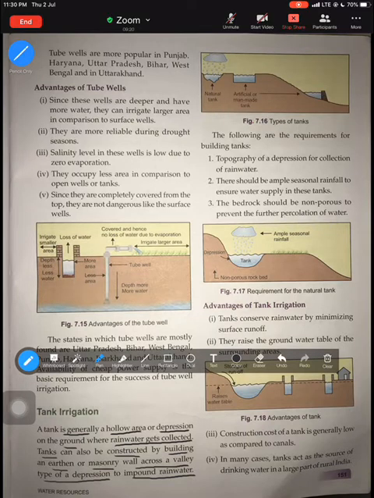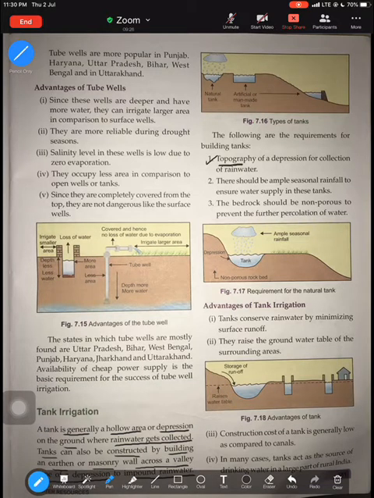Now, what are the different requirements for tank irrigation, for building a tank? First, the topography, meaning a relief of depression for collection of water. It is important that you have a relief. If you look into this picture, the relief feature should have a low lying area, a hollow or an empty space to collect rainwater. So that is important. You must have a topography with depression, meaning low lying area.